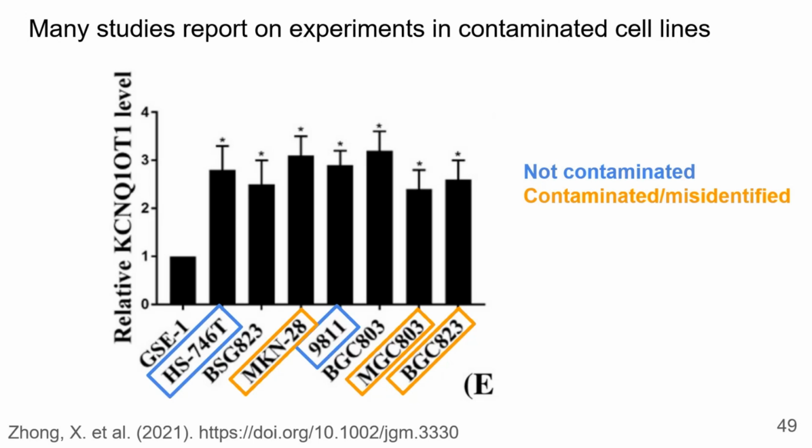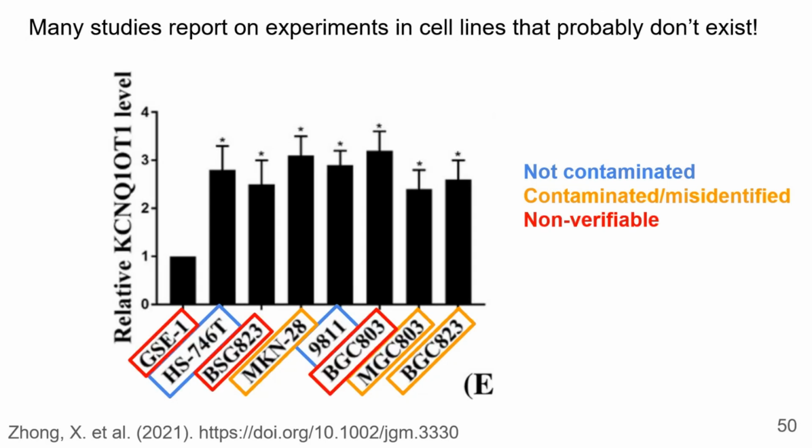Then what of these remaining 3? Well, these cell lines probably do not exist. So these cell lines have names like BGC803, which you'll notice are very similar to the existing but contaminated cell lines, MGC803 and BGC823.